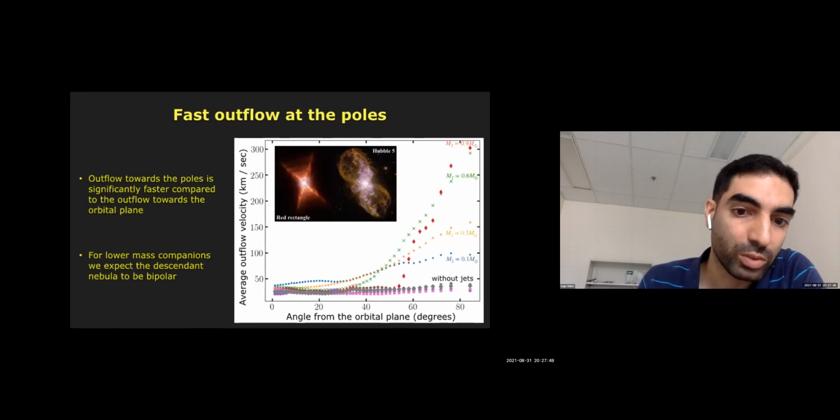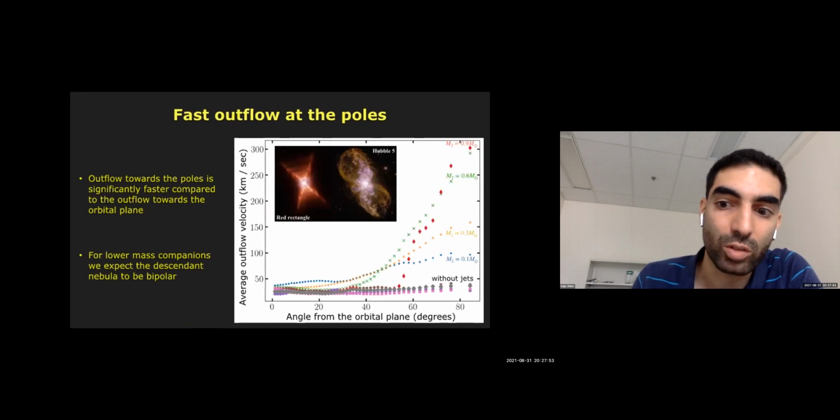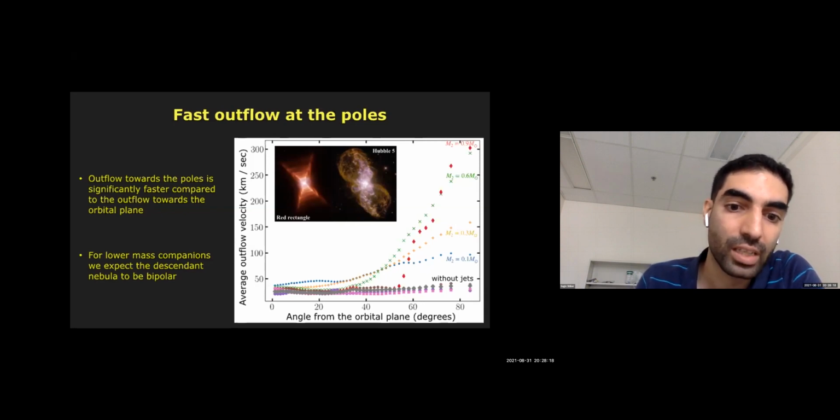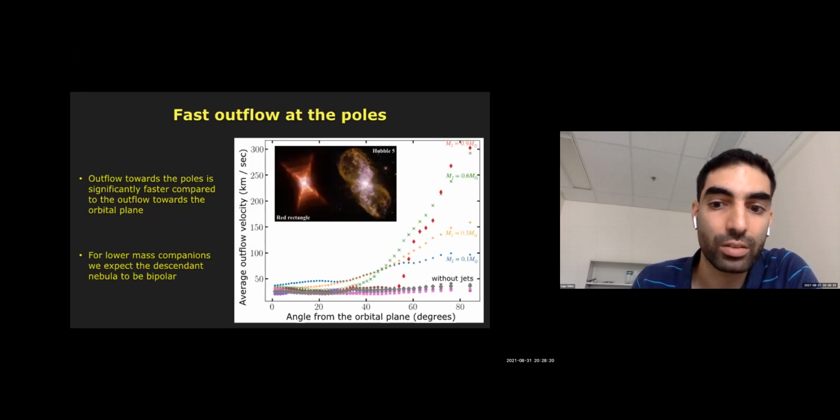The simulation with jets yields faster outflow towards the poles, significantly faster than the outflow towards the orbital plane, with velocity corresponding to the escape velocity of the main sequence companion. Additionally, for lower mass companions, the mass outflowing towards the pole is as massive as the equatorial outflow. So for these systems, the jets produce a bipolar shaped outflow, which aligns with observation of bipolar planetary nebulae, where the rotation axis of the final system at the center of the bipolar nebula was found to coincide with the axis of the nebula itself.